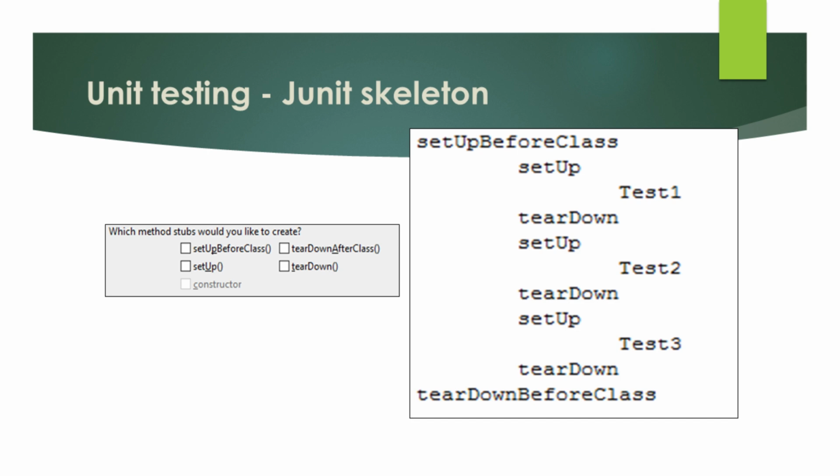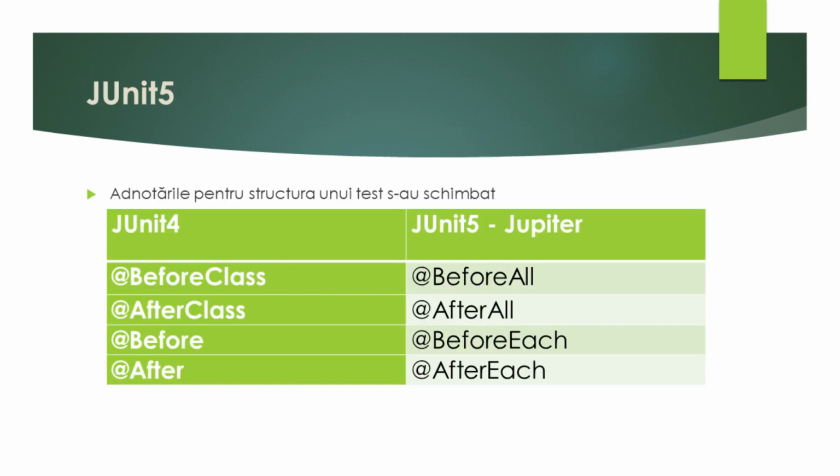Exactly. And JUnit 5 refined these further with names like @BeforeAll, @AfterAll, @BeforeEach, @AfterEach, which are arguably even clearer, but the concept is the same, controlling the setup and cleanup around your tests. So it's all about ensuring each test runs in a clean, predictable environment.